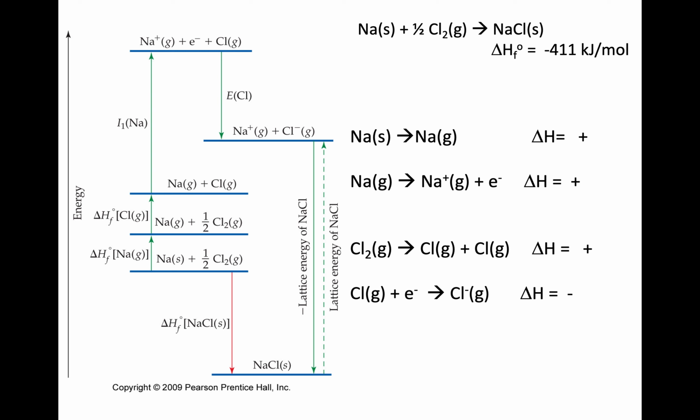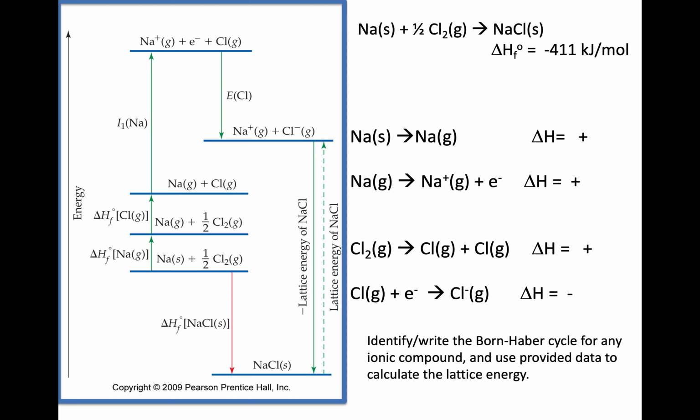It looks like a lot of information right at the start, but I know that you're going to be able to handle this. The goal within this, the objective, we want you to be able to identify and write the Born-Haber cycle for any ionic compound and use the provided data to calculate the lattice energy. I'm going to work through 2 examples to show you what I'm talking about. So let's try to make sense of the different steps.